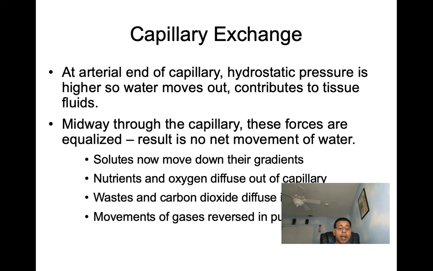We can see here at the arterial side of the capillary, blood pressure is higher than osmotic pressure, so water exits the capillary at this end. And then midway through the capillary, these forces are equalized, so this results in no net movement of water. However, solutes now move down their gradients. Nutrients and oxygen diffuse out of the capillary, waste and carbon dioxide diffuse into the capillary, and then last we can see the movement of gases is reversed in the pulmonary circuit.